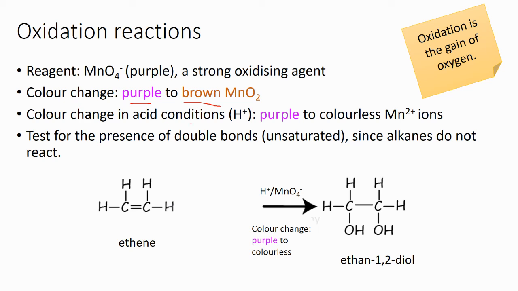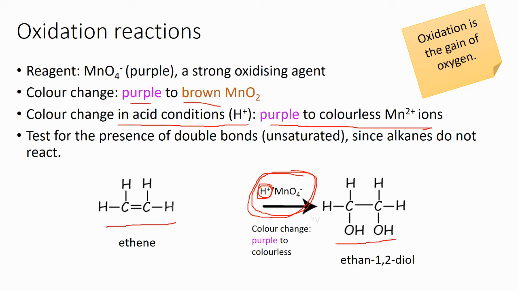However, if we do this reaction in acid conditions with an H+, and we just put the H+ there, then it will go to colorless. And this is more likely that we do it under acid conditions. So it goes from purple to colorless and forms Mn2+ ions. So when we write the organic chemistry reaction, we can just put the inorganic reagents over the arrow, and we focus on drawing the organic reactant and the organic product.